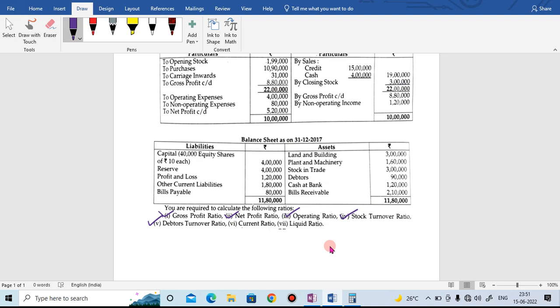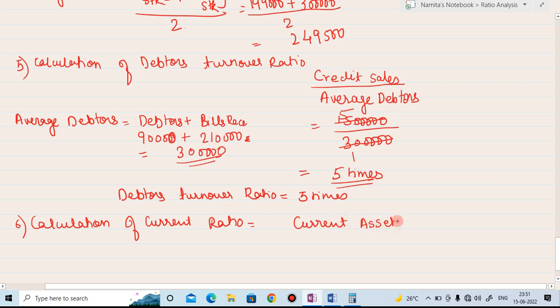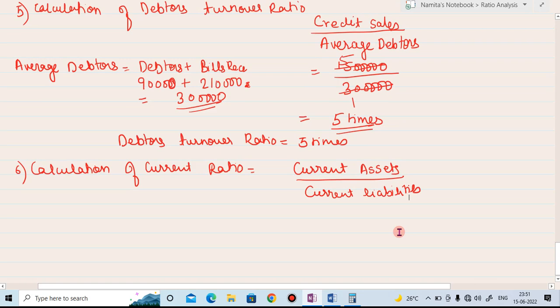Now we have to find current ratio. Sixth ratio is current ratio. Sixth, calculation of current ratio. Now to find current ratio, the formula is current assets upon current liabilities. Current assets upon current liabilities.